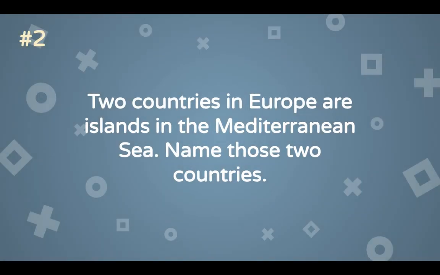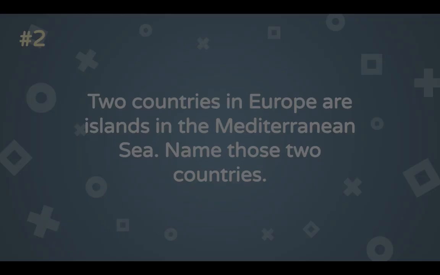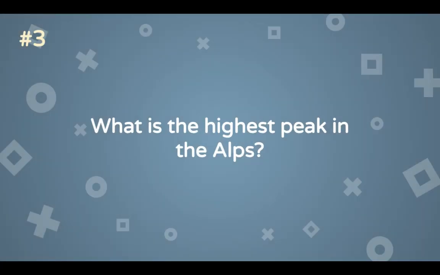All right, number two. Two countries in Europe are islands in the Mediterranean Sea. Name those two countries. They're only island countries. They don't go into mainland Europe. Number three, highest peak in the Alps. That was in the notes. What is the highest peak in the Alps? That should be an easy one.